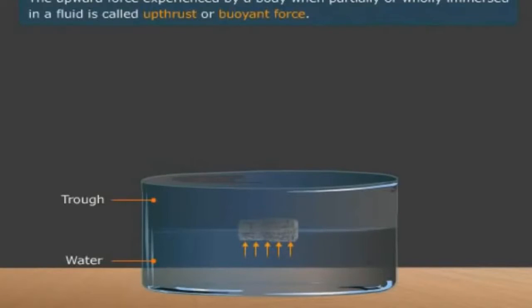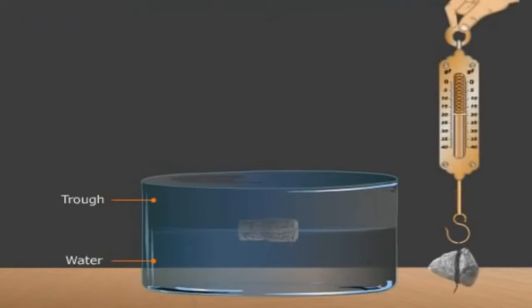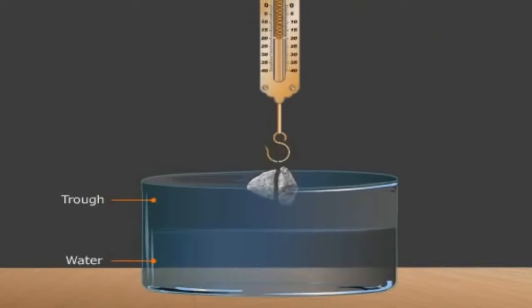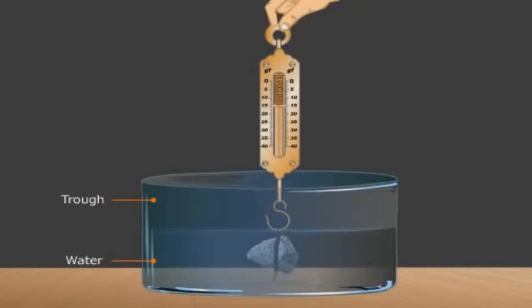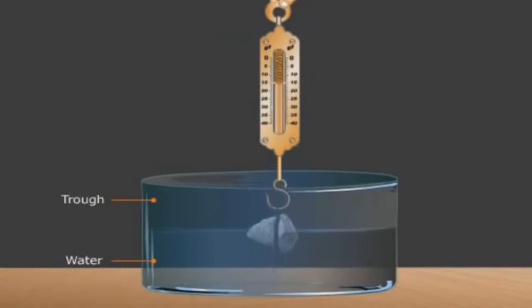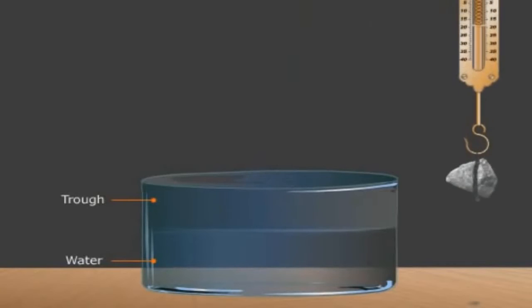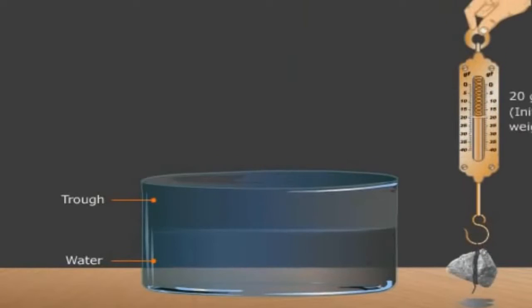Let us perform a simple experiment to prove this. Suspend a body from the hook of a spring balance. Observe the reading. Now slowly immerse the object into a trough containing water. What do you observe? We observe that the spring balance is indicating a less weight as compared to the initial reading. Now slowly remove the object from the trough. We observe that the spring balance reading is slowly increasing.